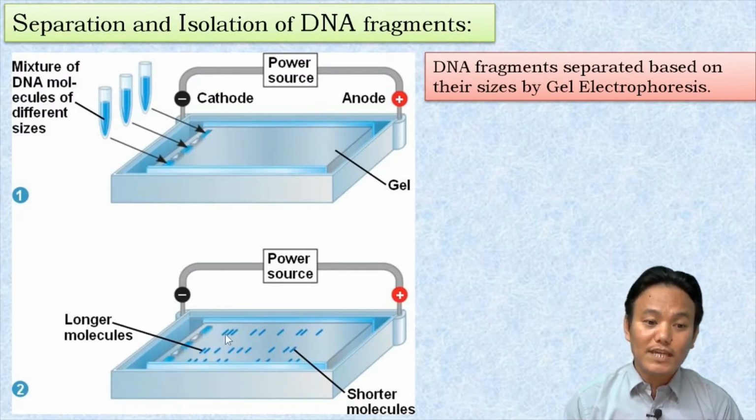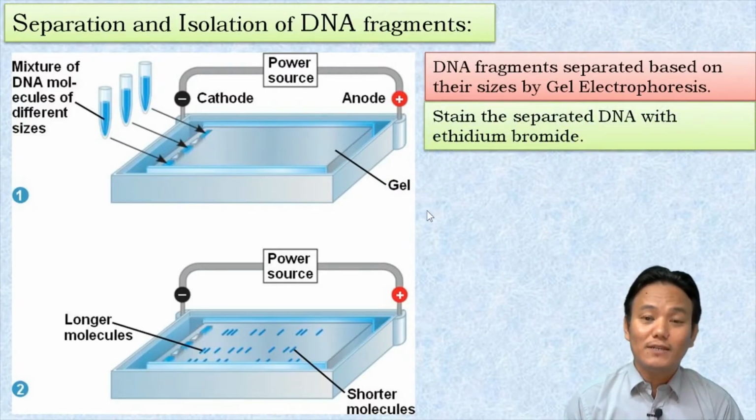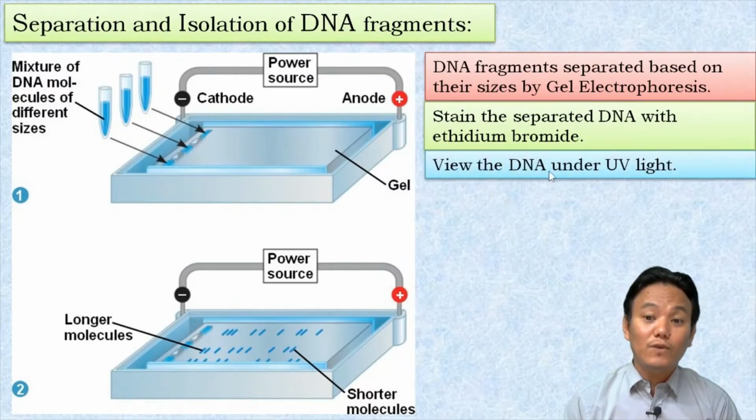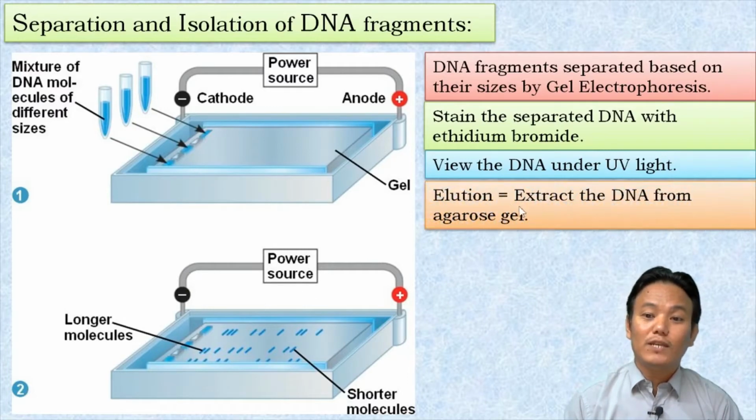Now, after the DNA gets separated on the gel, it should be stained. The DNA won't be visible to our naked eyes. We have to stain the DNA with a special chemical called ethidium bromide. So you have to remember this name, ethidium bromide. After staining with ethidium bromide, we can view the DNA under ultraviolet light, UV light. Under UV light, the DNA bands will appear as orange bands. And we cut the DNA out of this gel, the gene of interest or the DNA of interest. We cut the DNA out of this gel and we isolate or extract the DNA from the agarose gel, and this is called elution.